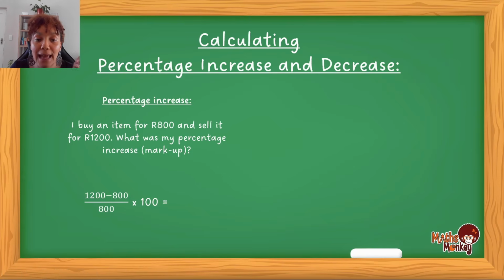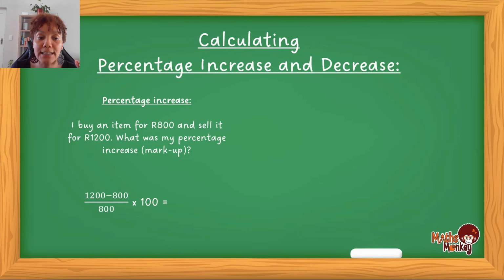Now where students are not sure on how to do this calculation is the denominator, because they're not sure: do we put 800 Rand as the denominator or do we put 1,200 Rand? So I want to give you a trick on how to figure this out. It's as simple as whichever value came first in the scenario. So I first bought this for 800 Rand and then I sold it for 1,200 Rand. So whatever comes first goes in your denominator.